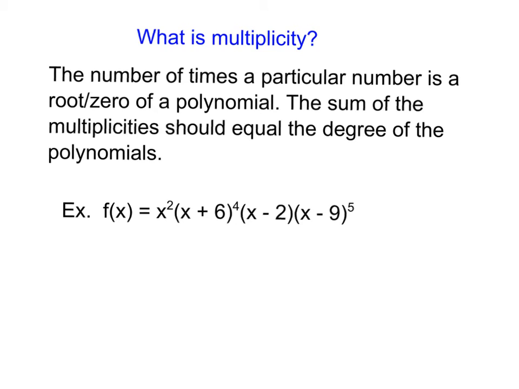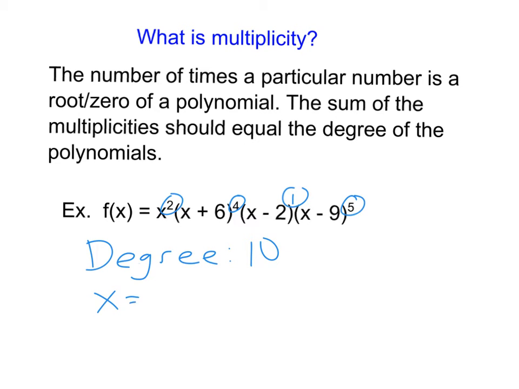Okay, so multiplicity is the number of times a particular number is a root or zero of a polynomial. The sum of the multiplicities equals the degree. So the degree is your highest power. If I were to multiply this whole thing out, my degree, I can spell. Wow, I'm really struggling this morning, guys. My degree would be 2 plus 4 plus 1 plus 5. So that's 6, 7, 8, 9, 10. So my degree is 10.